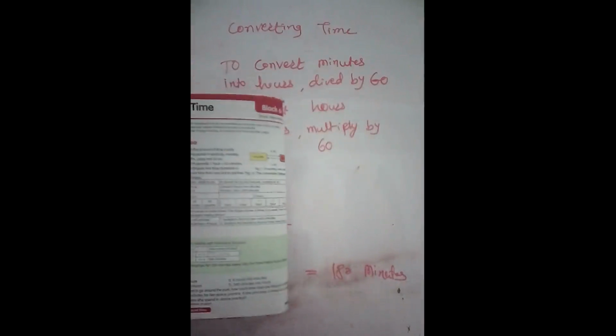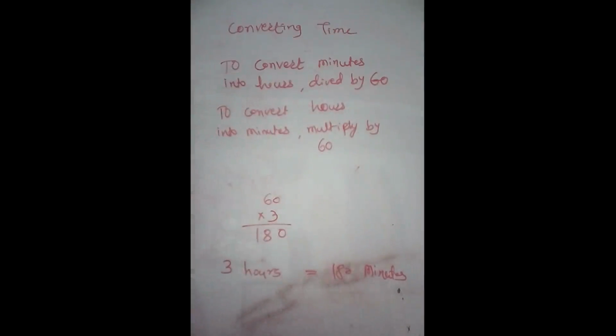So what we have to do to convert this minutes into hours, we have to divide it, so we will divide it by 60.